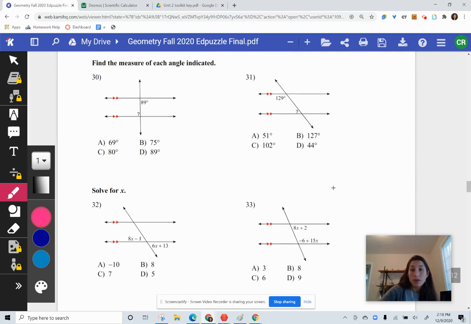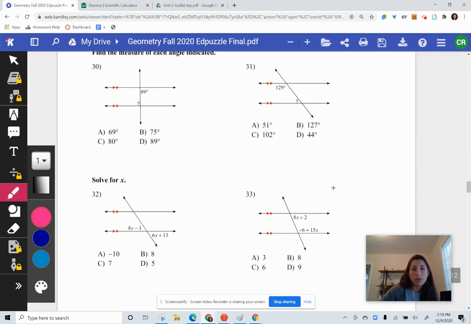Okay, now we're going to use some of our angle relationships to solve for missing angles in a diagram. So these are on different sides of the transversal. They are alternate interior. Remember, alternate interior angles are congruent when we have parallel lines, and we know these lines are parallel. So that missing angle is going to be 89 degrees.